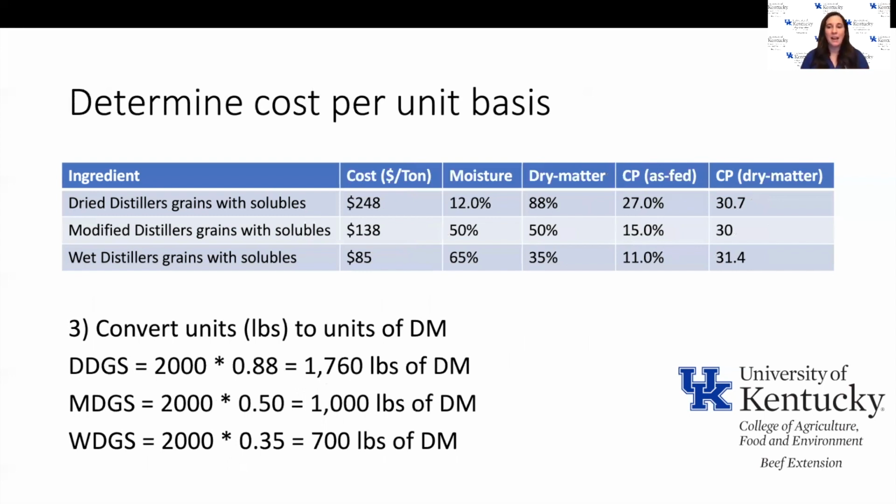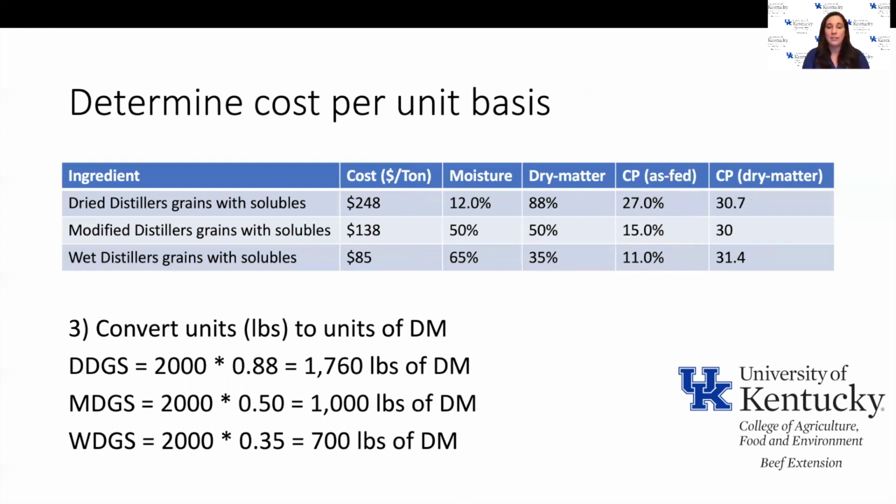So now you'll see I've added a column to the table, and I've got those dry matter crude protein concentrations that we calculated in the last step. Now we need to convert our units, or in this case pounds, to units of dry matter. So everything here is priced on a price per ton. So that's 2,000 pounds in a ton.